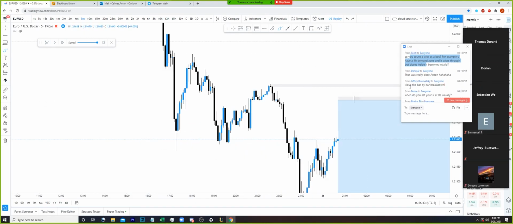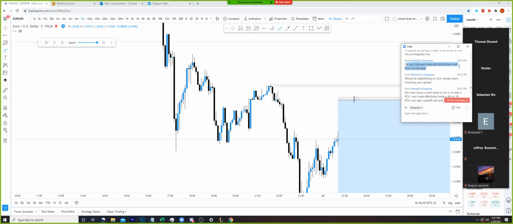That was really close. I love the bar by bar breakdown. Perfect. When do you set your stop loss at B usually? Okay, so we went over that. Target liquidity, yes. Which time frame should we draw? Oh, so we went over this one too. So yeah, I kind of went up and down between these. So it's a good thing we're working through them real quick. So when you refine supply and demand zones, you refine down to the one? Yes. Didn't we just go over this? What's going on? Hold on. Do you trail your stop with S&D zones that form on the way? Oh, we did these a second ago.